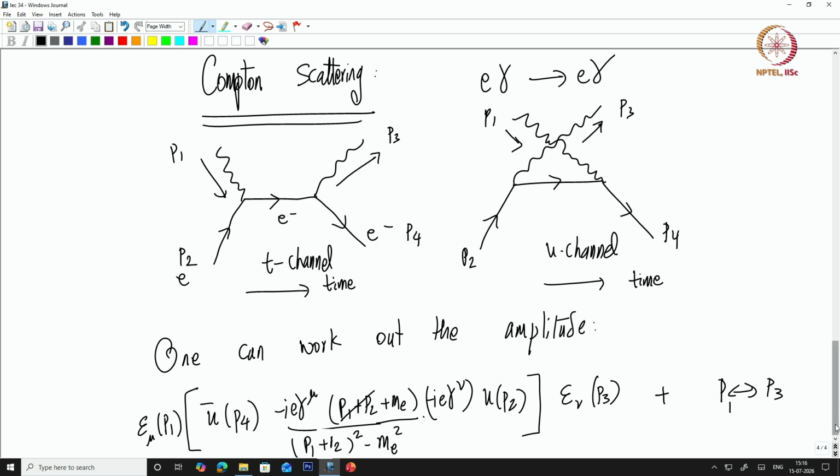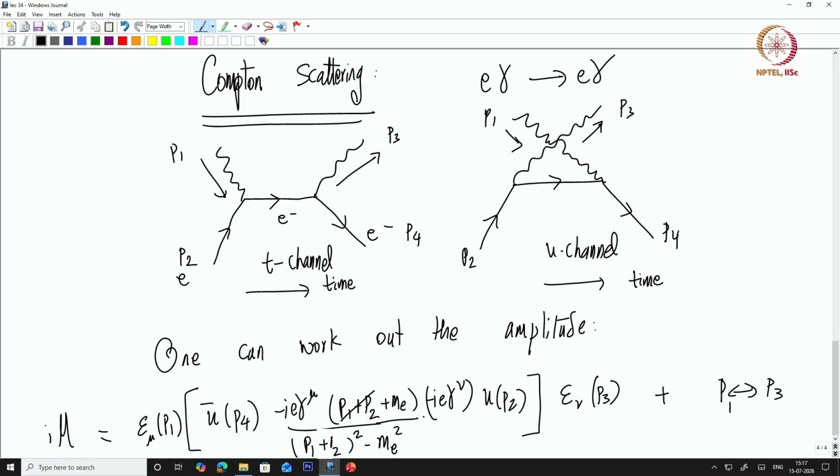So, this is the amplitude for the first diagram, and similarly you can do the same thing for the second diagram by exchanging P1 with P3. You replace P1 wherever P1 comes with P3, and wherever P3 comes you replace it with P1. This is fine. Now, these are the various interesting features of the amplitude of the Compton scattering.